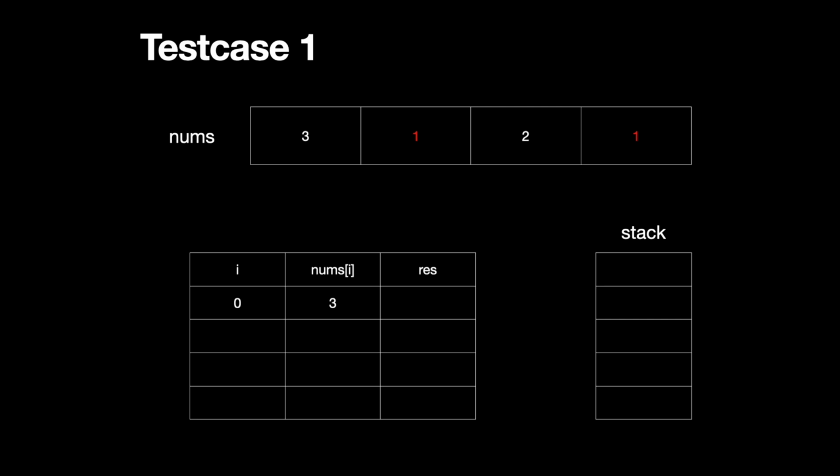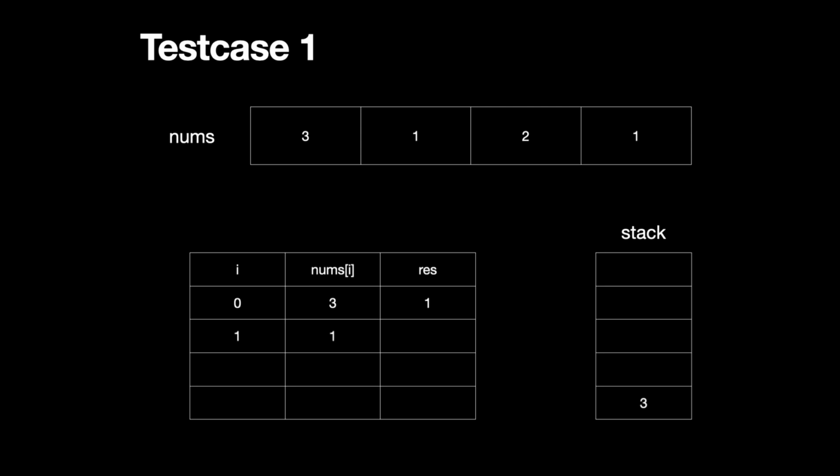As the stack is currently empty, we'll just put this value on the stack, and if we need to make this value 0, we will need at least one operation. Therefore the result is 1 for this value from the nums array.